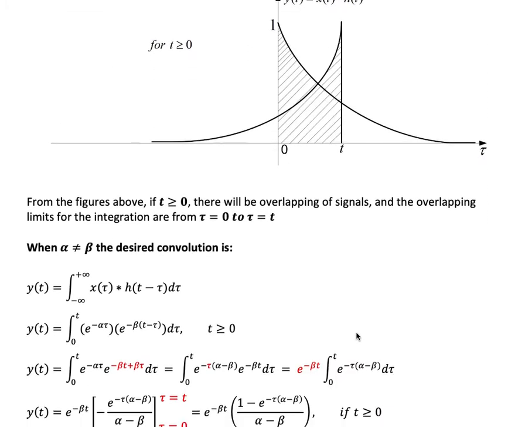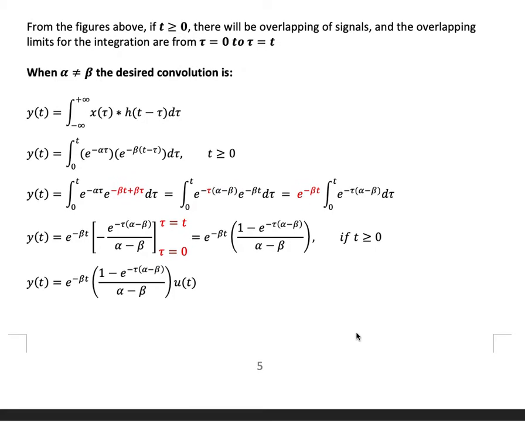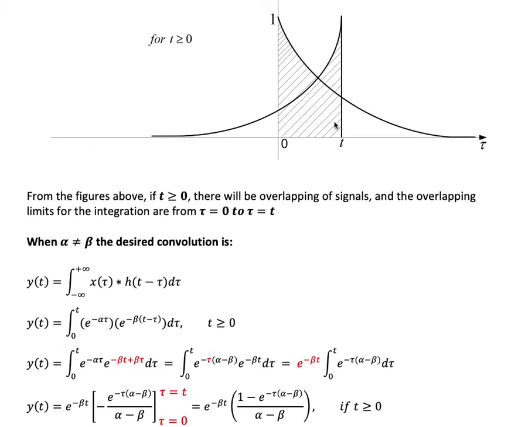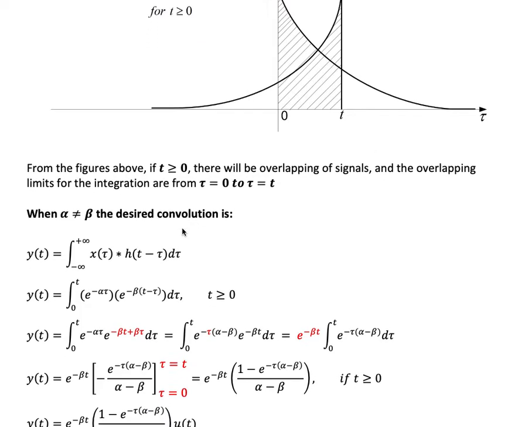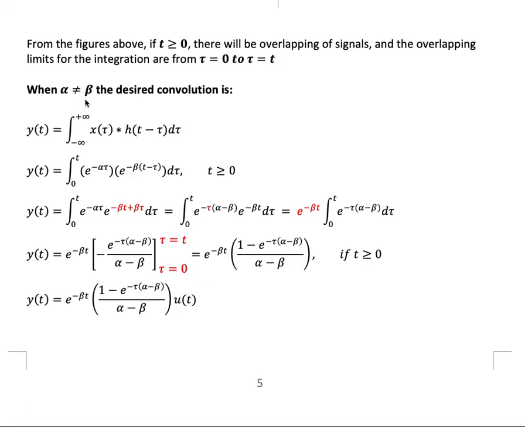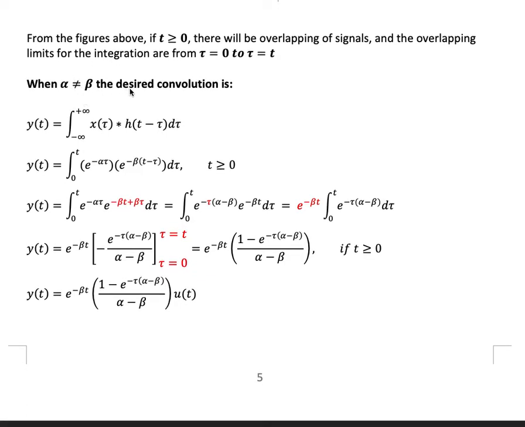Now let's proceed with the calculations. As I mentioned before, from the figures above, if t is more than or equal to 0, there will be an overlapping of the signals, which is the part that is shaded here. The limits of integration are going to be tau equals 0 and tau equals t. Now, let's start the calculations when alpha and beta are not equal.